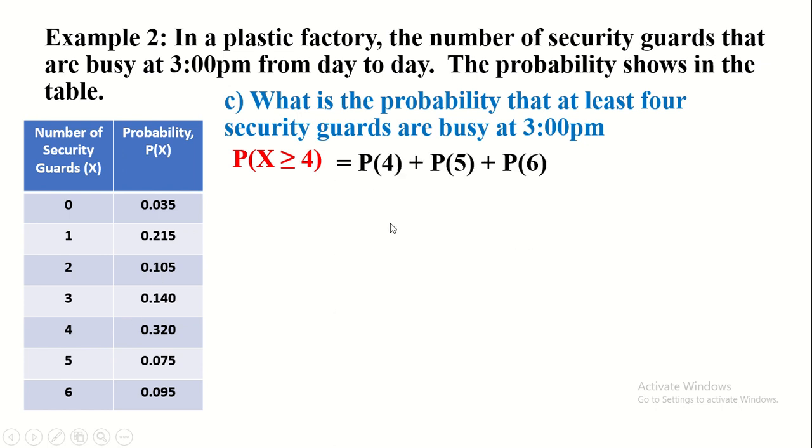So, eto ang representation niya. Probability of 4 plus probability of 5 plus probability of 6. Again, si probability of 4 ay isasama mo kasi may equal sign ka rito. Okay? So, dapat daw ang value ni X ay greater than 4, kaya 5 and 6. So, sinubstitute natin. Probability of 4, that is 0.320. Probability of 5, that is 0.075. Probability of 6, that is 0.095. After substituting, kindly add. So, the probability of X that is greater than or equal to 4 is equal to 0.490.